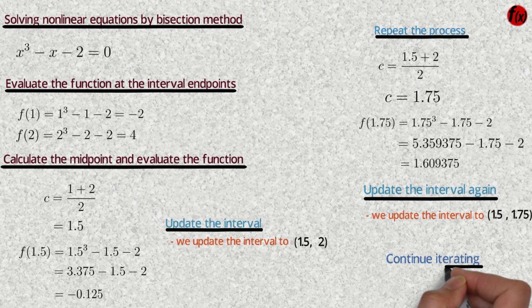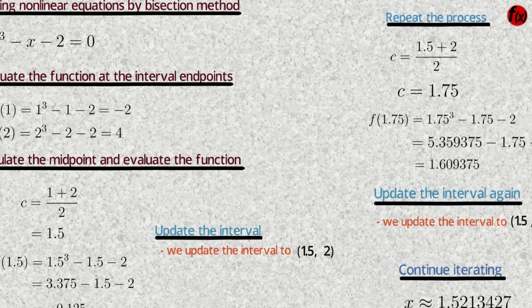Continue iterating. We continue this process until the interval is small enough, or the function value at the midpoint is close enough to 0. After several iterations, we find that the root of the equation x cubed minus x minus 2 equals 0 is approximately x equals 1.5213427. This value can be refined further by continuing the iterations.